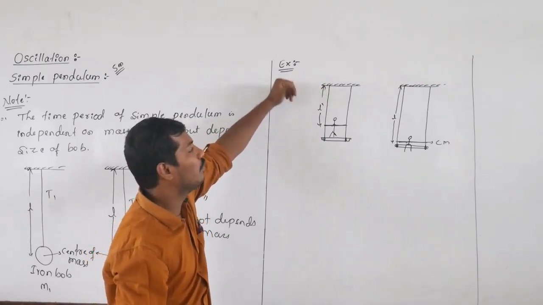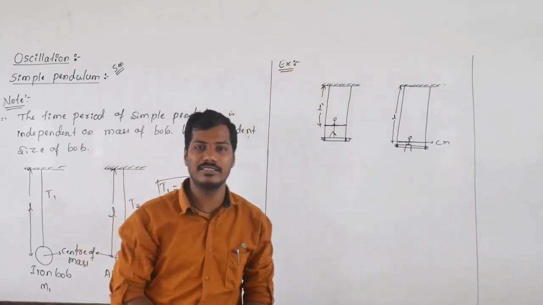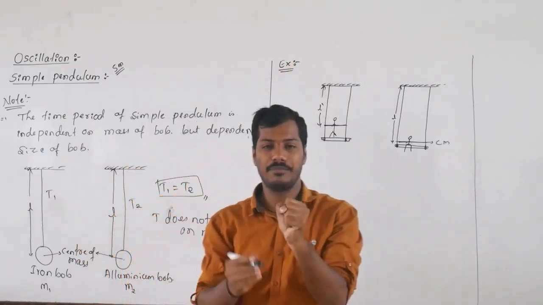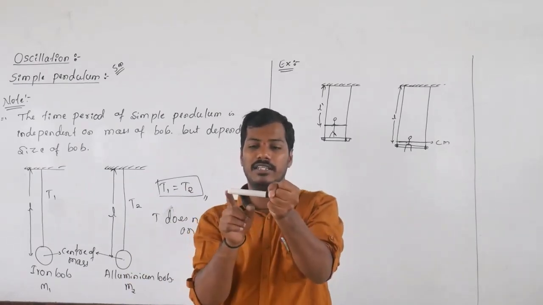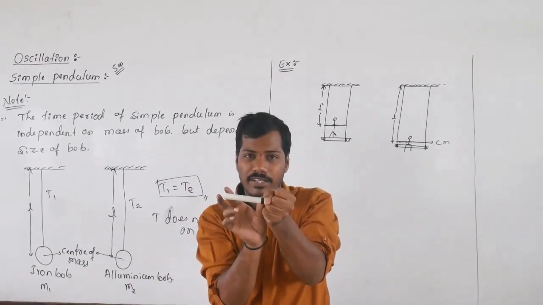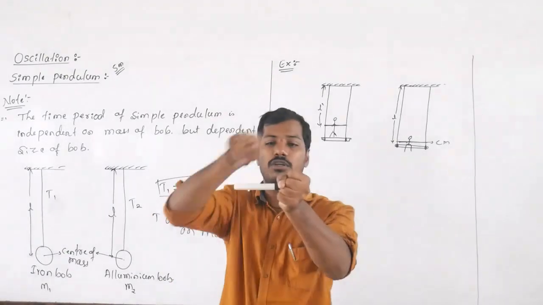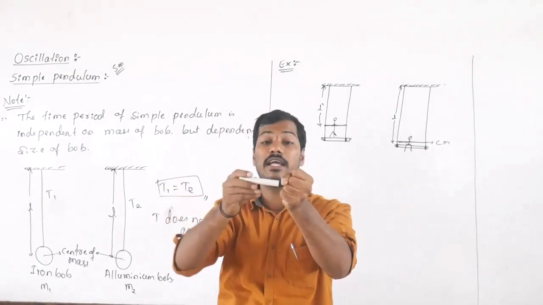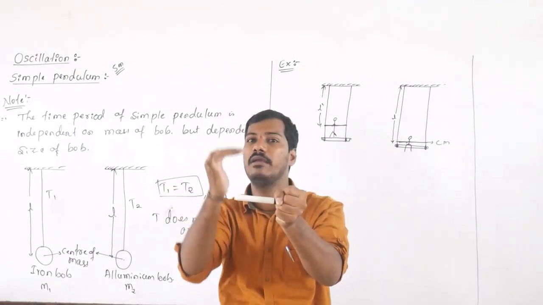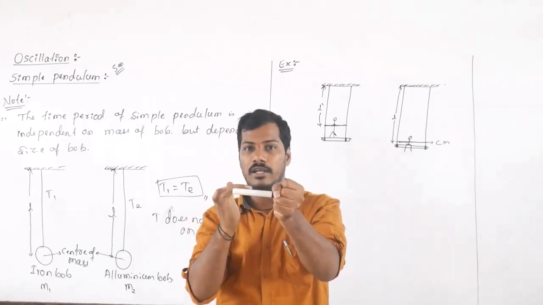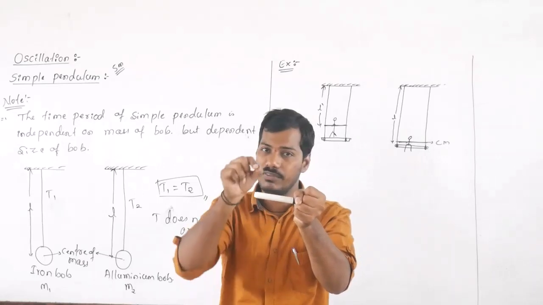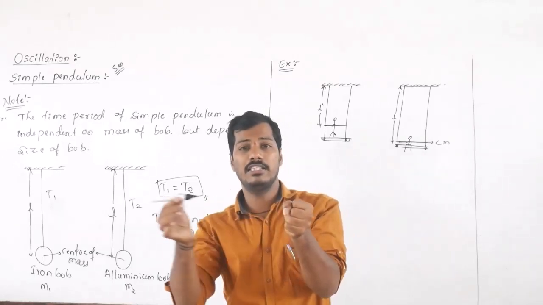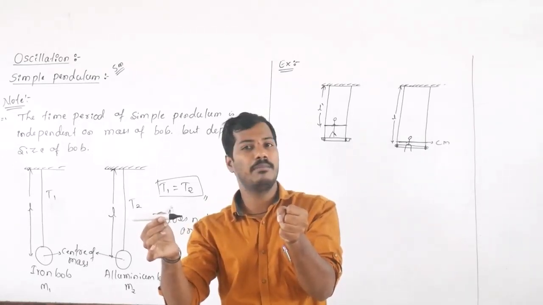If the length decreases, then what about the time period? If the length of the string is very, very small, its time period is what? Less. It means the time taken by the body to complete one oscillation is very much less. If the length is more here, what happened? The time period is more.